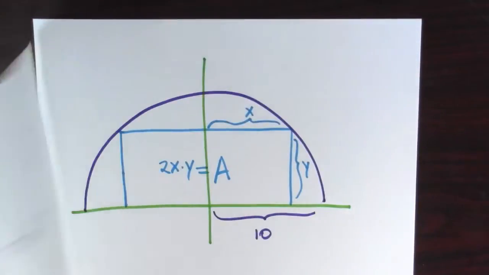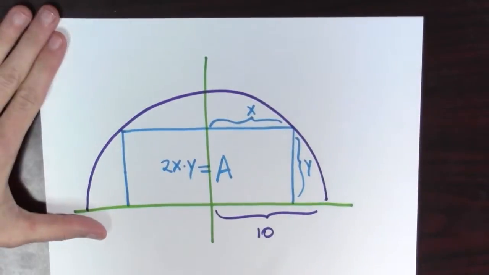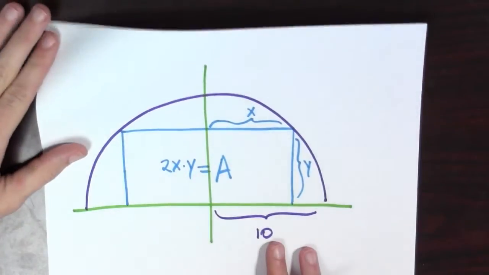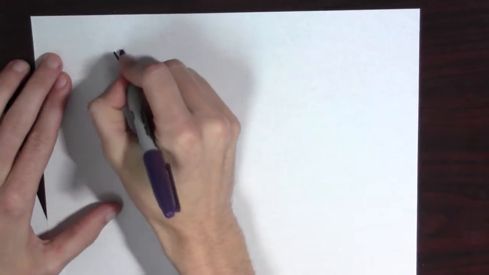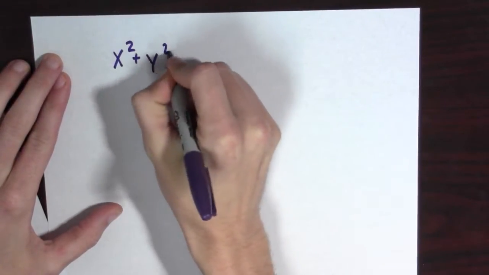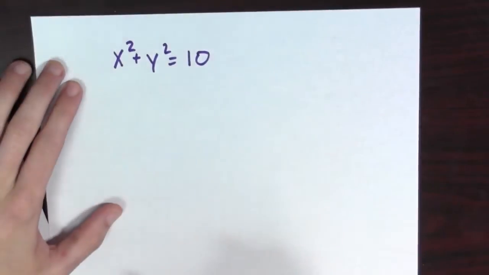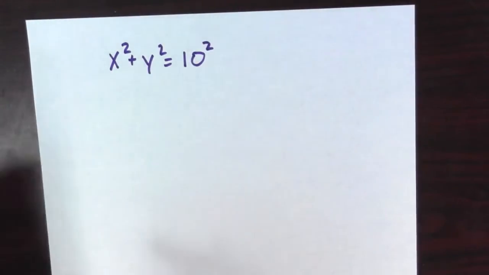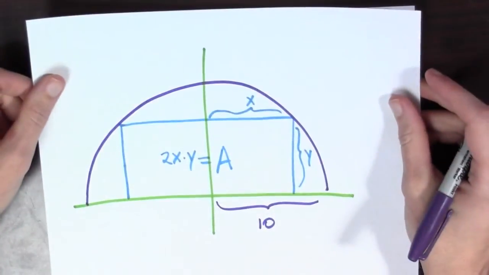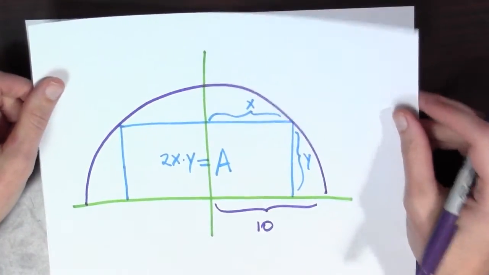So let's look at the picture. So here's our picture, and we have the circle of radius 10. Now I know something. I don't know much, but I know something. I know that the formula for a circle is x squared plus y squared equals 10 squared. There we go. This gives us some relationship between x and y.